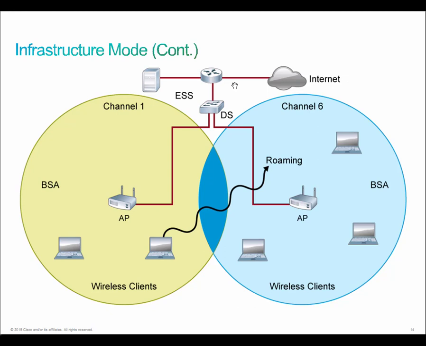And obviously this is what we typically do, right? That permits roaming between the network. Roaming essentially occurs when a station leaves the coverage area of an AP that it was originally connected to, and then moves to another AP.